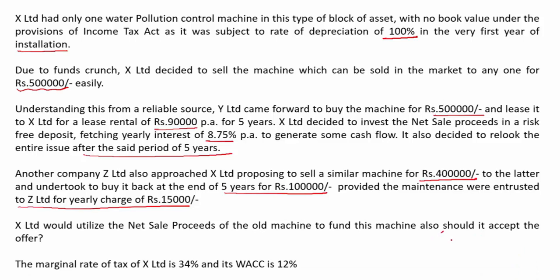X Limited would utilize the net sale proceeds of the old machine to fund this machine. Also, should it accept the offer, the marginal rate of tax of X Limited is 34% and its WACC is 12%. So this is a problem basically involving two options, where number one, you can sell and lease it back from your buyer, or the other option, sell it in the open market and instead purchase a new machine and sell that machine to the seller itself after 5 years.